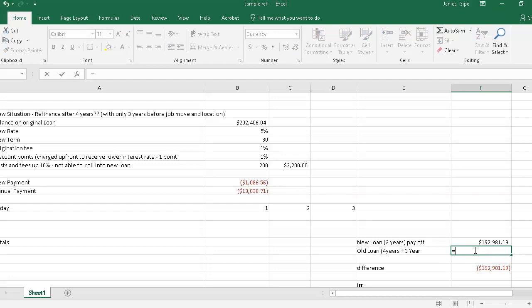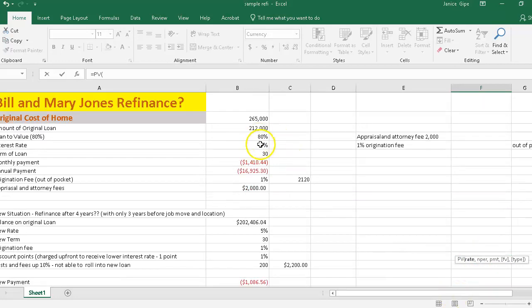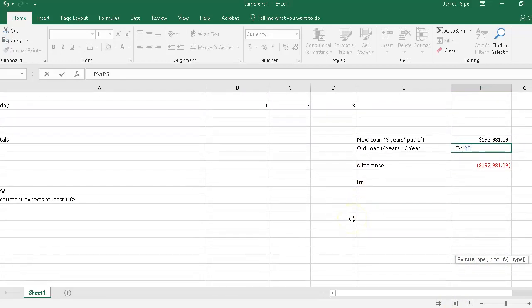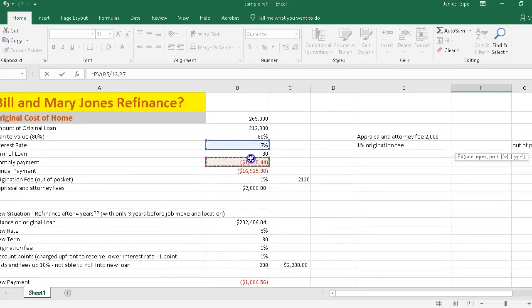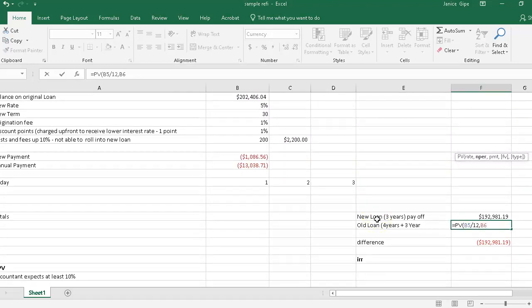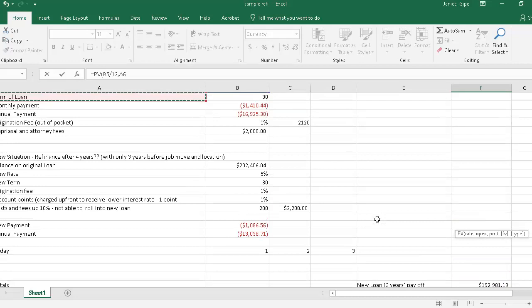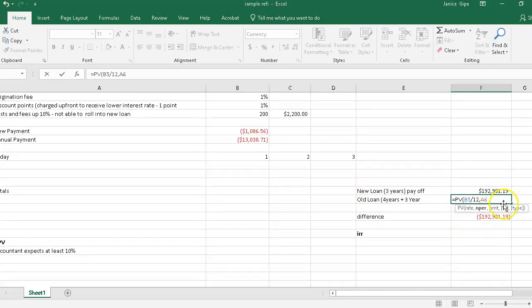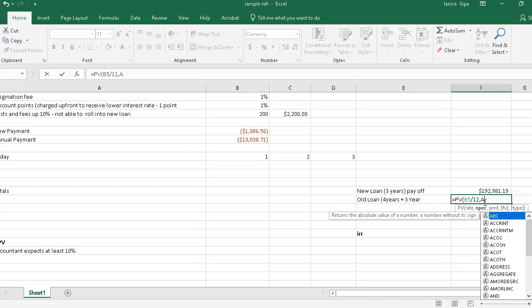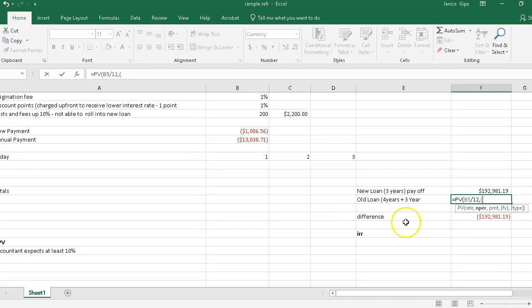we have to look at the present value again. And the rate was 7%, divided by 12. And then the term was 30 years. Whoops, 30 years. And we have to go back. Actually, I have to put that in parentheses.